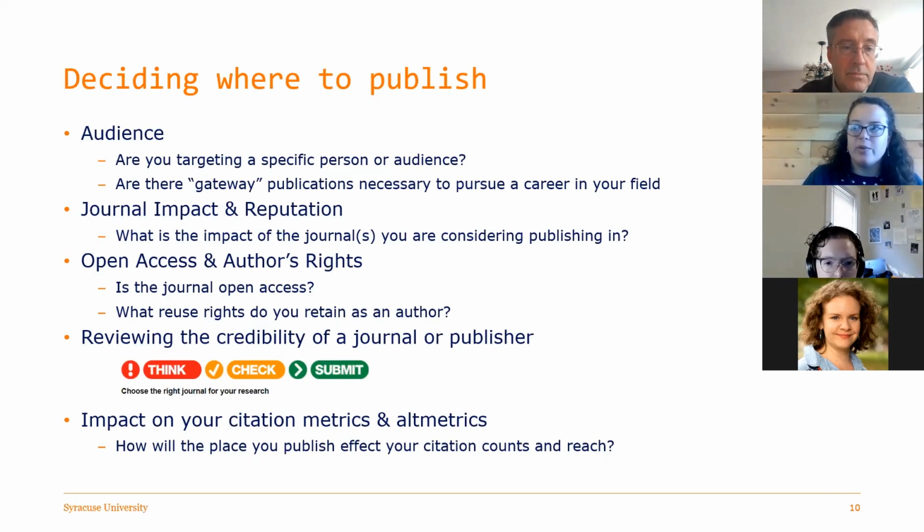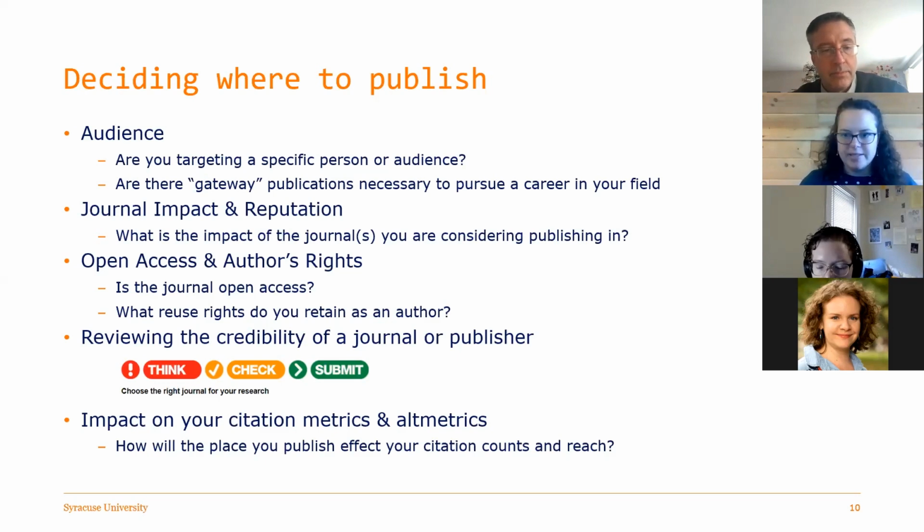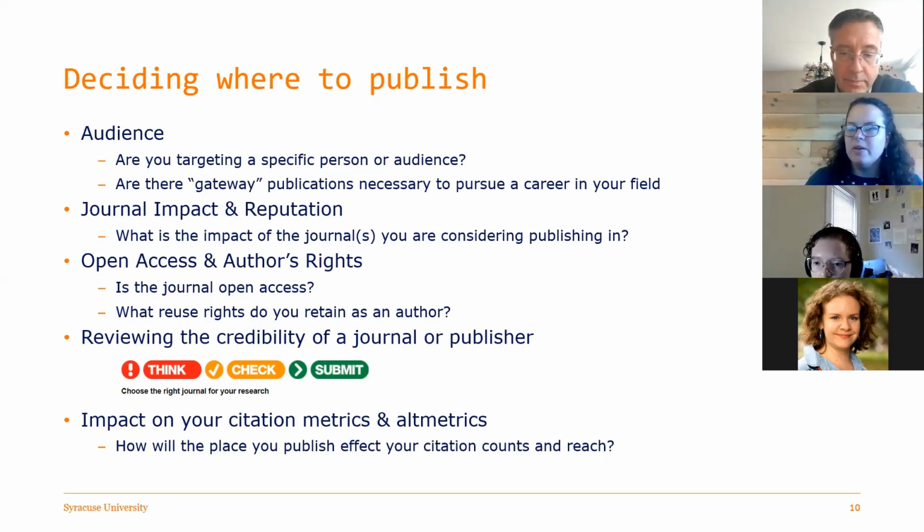You always want to check the credibility of a journal. There are things like predatory publishers out there where their prime mission is to make money, and they are trying to take advantage of people that are desperate to publish, essentially. So you have to know what to look for in a good journal. And then the impact of your citation metrics and altmetrics. How will the place you publish affect your citation counts and reach? Again, that's similar to what we've been talking about.